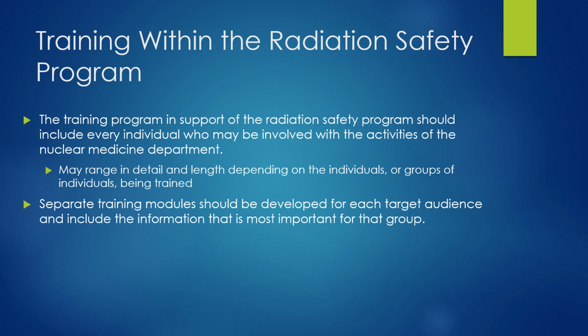The training program in support of the radiation safety program should include every individual who may be involved with radiation. It may range in detail and length depending on the groups or individuals being trained, and separate training modules should be developed for each target audience. So radiation safety training has to occur periodically, and that's anybody that has anything to do with the radiation safety program. So this is where nursing staff who are in the stress lab, the security staff letting the nuclear pharmacy in the morning, they're responsible for the security of the radiation, at least when they're letting people into the department. So anybody like that has to be trained in radiation safety.